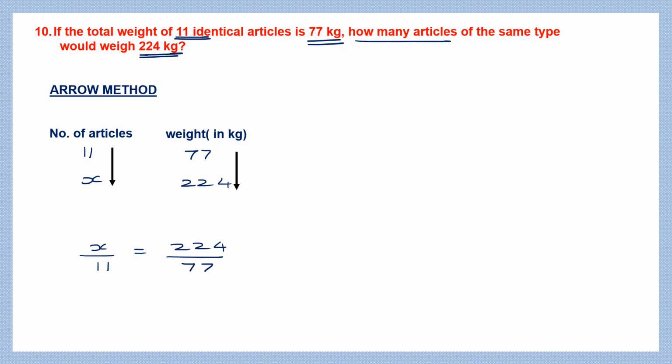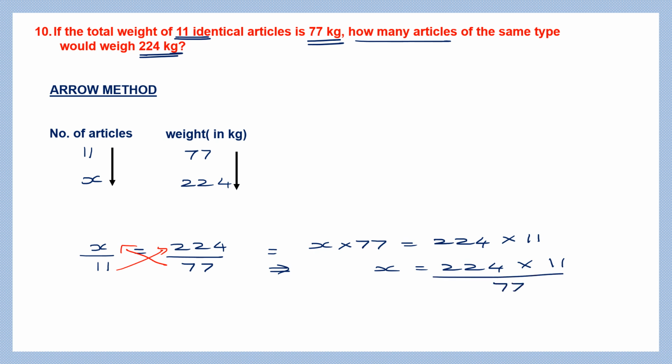Cross multiplication. x into 77 and 11 into 224. So that is x into 77 is equal to 224 into 11. To find the value of x, we say x is equal to 224 into 11 divided by 77. Cancel. This is 7 and this is 32. So we have found the value of x and x is 32.